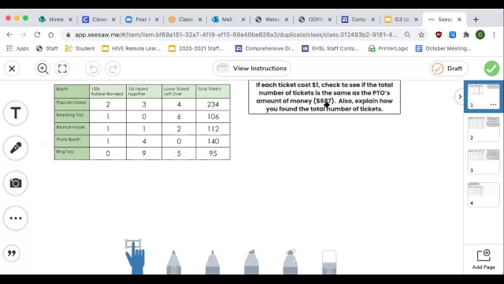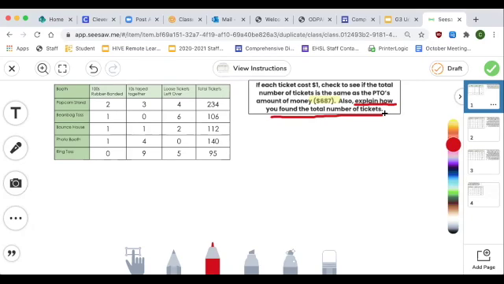So the PTO is saying that they made $687. And you know what? That is important information. So I'm actually going to highlight that so it stands out to me. So I know that I am hoping that all the numbers add up to 687. Then, because it wouldn't be Miss Walker's math without it, explain how you found the total number of tickets.